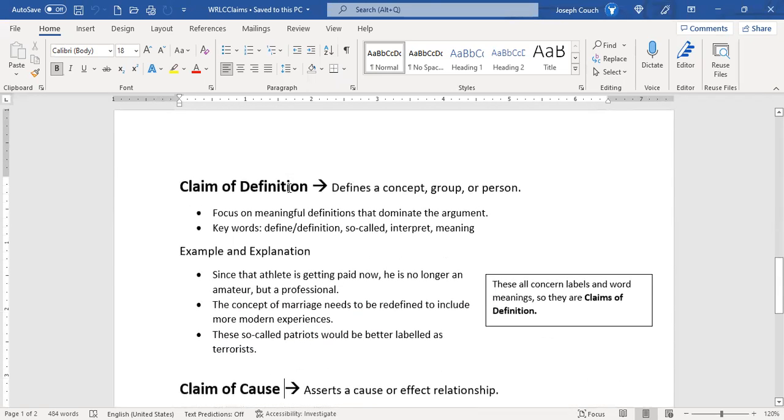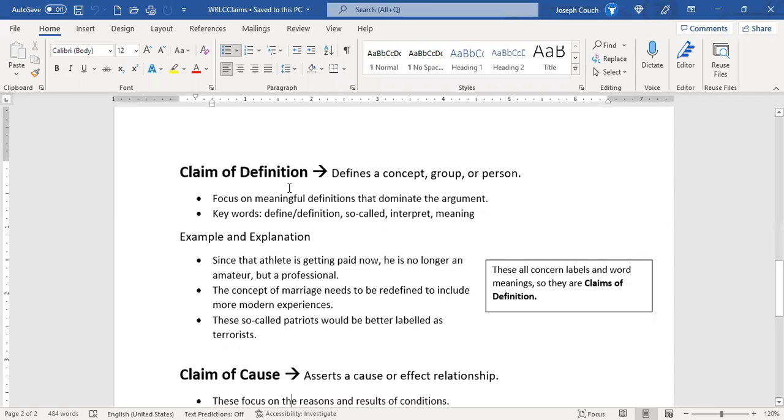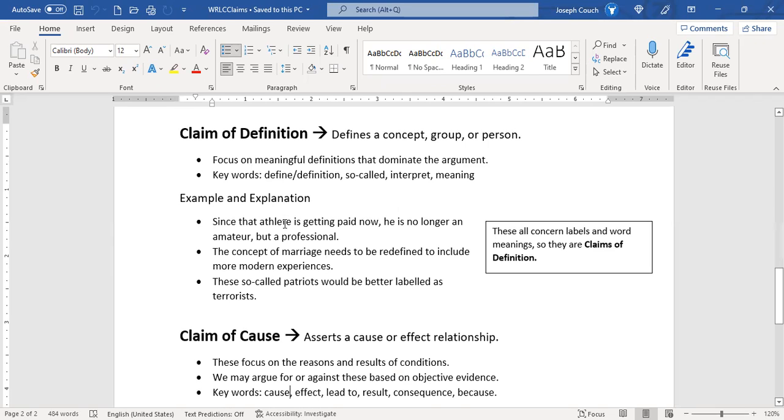Also, this one I've got to give a heads up, can be really difficult to identify for students, particularly our students who are newer to the rhetorical methods. So the deal is meaningful definitions. How are we defining, categorizing the concept, group, person? So the idea of paying athletes, what is marriage? What are these people? So in other words, the acts that are being done, right?